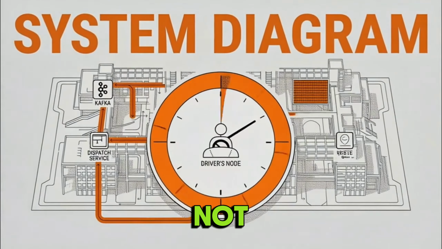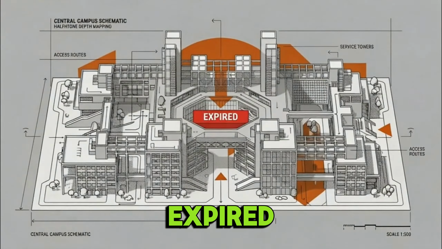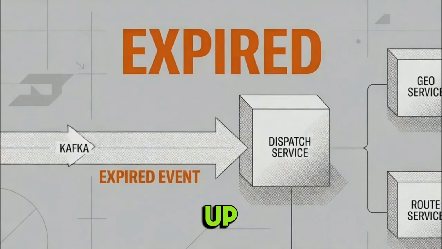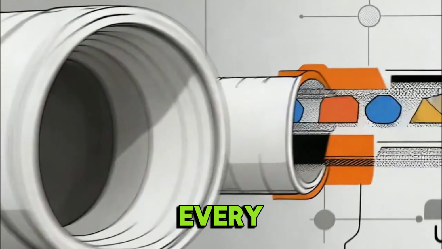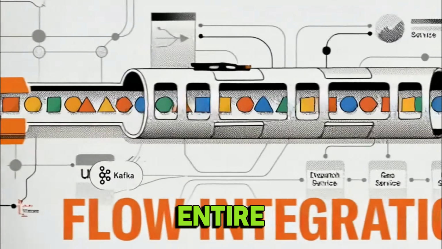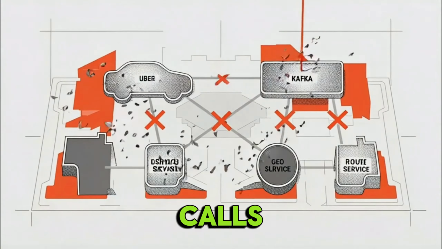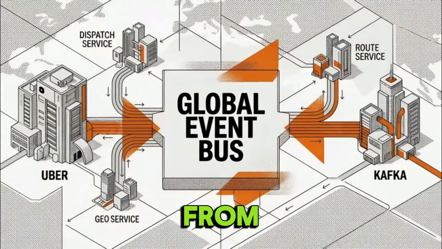If the driver does not accept within the timeout window, a ride.assignment.expired event is published automatically. The dispatch service picks it up and returns the rider to the matching pool for the next batch cycle. Every state transition across the entire trip lifecycle is expressed as an event. No service calls another service directly. The entire coordination model is event-driven from end to end.